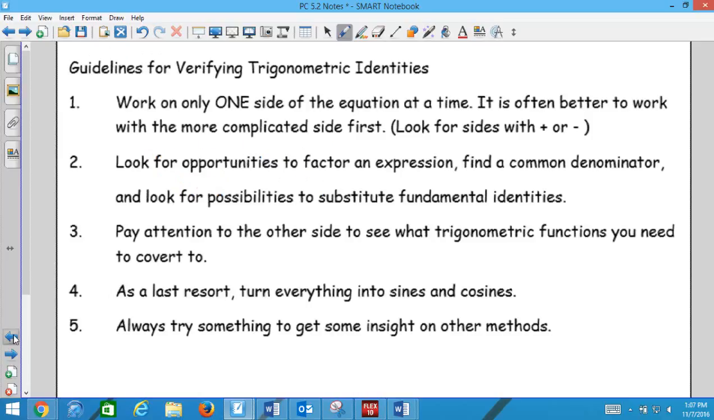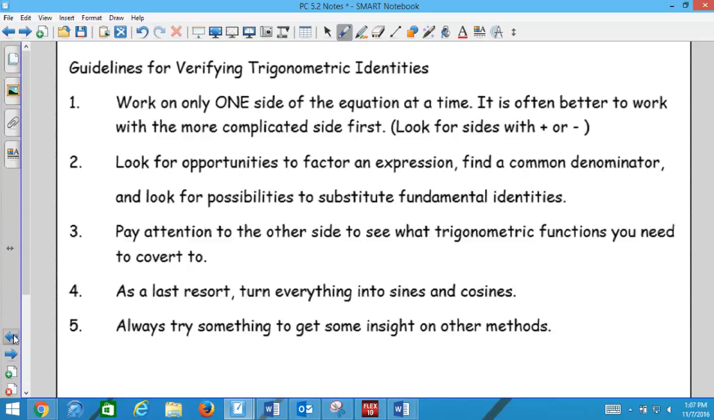Here are some other ideas. Number two, look for opportunities to factor. We have reviewed factoring a few times in here, so look for opportunities to factor. You might need to find a common denominator. If you have fractions, add them together, subtract them. Look for identities from the stuff that we did last night, from last week, all those identities, and substitute.